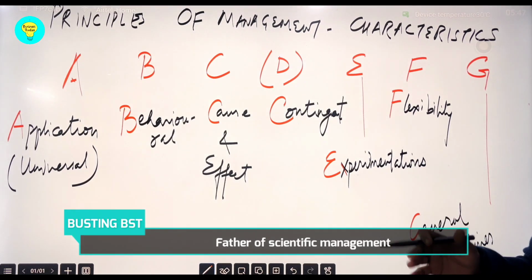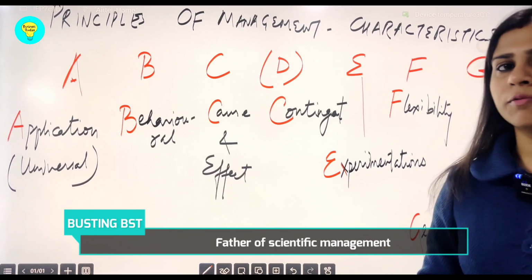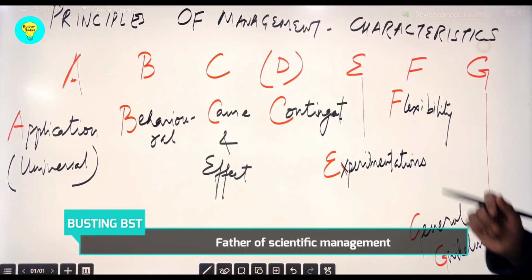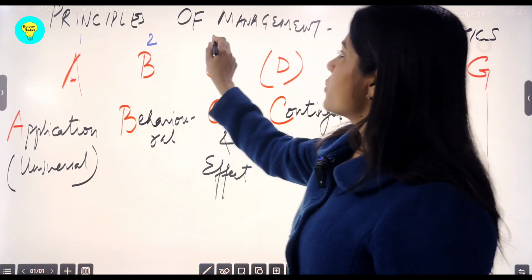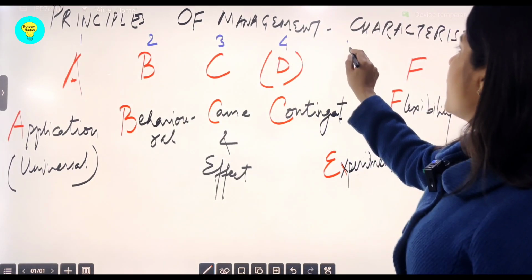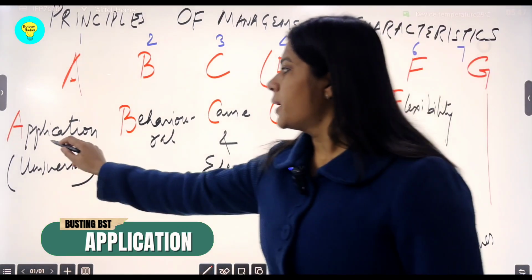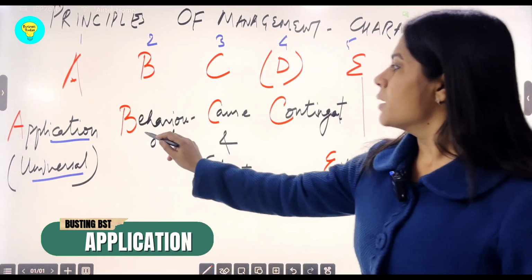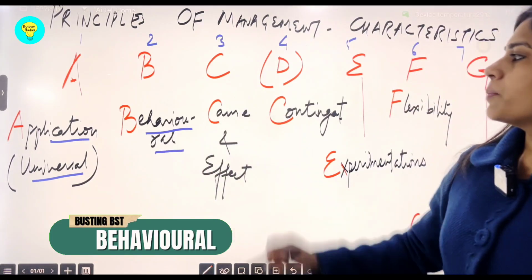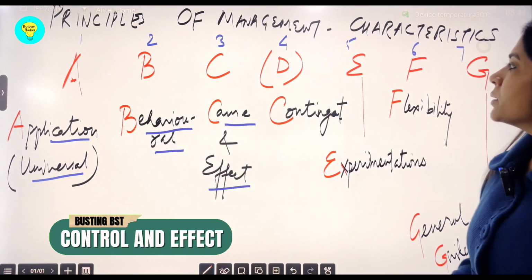You can relate them with the first few letters of the English alphabet as A, B, C, D, E, F, G. There are 7 characteristics depicted in the book. The first one being A, standing for application. And whenever you talk about application, these are universal in nature. B represents behavioral characteristic. C represents that they are having cause and their effect.